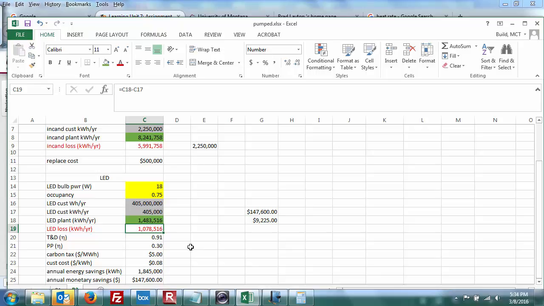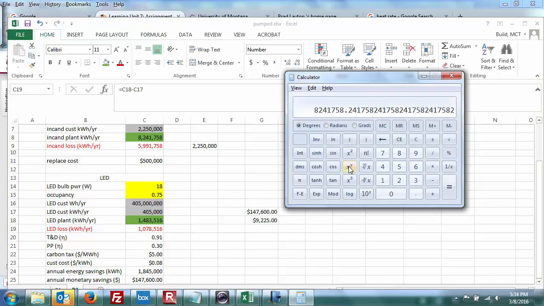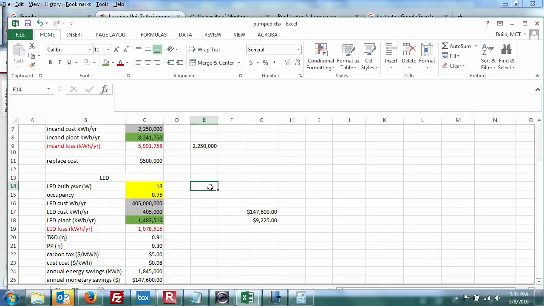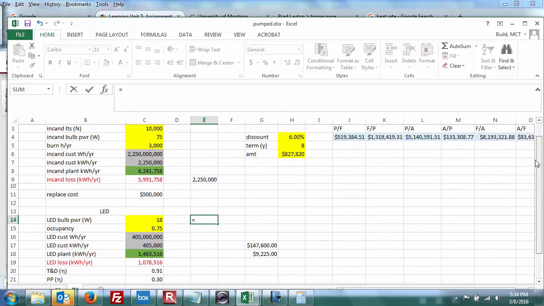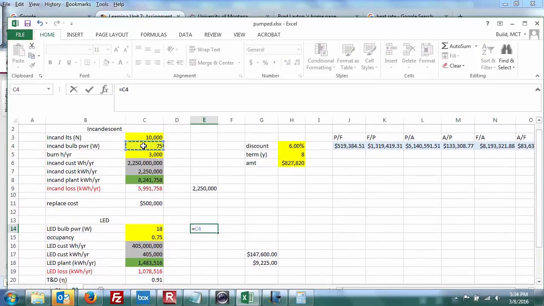Now, let's just say you're the executive and you hadn't seen this stuff before. You're like, oh, the LED bulbs are 18 and the incandescents are 75. Let's just do some math. What are your losses? Well, 75 divided by 18 equals 4.1, or let's just say 4.2. So you're like, oh, they're 4.1 times better.